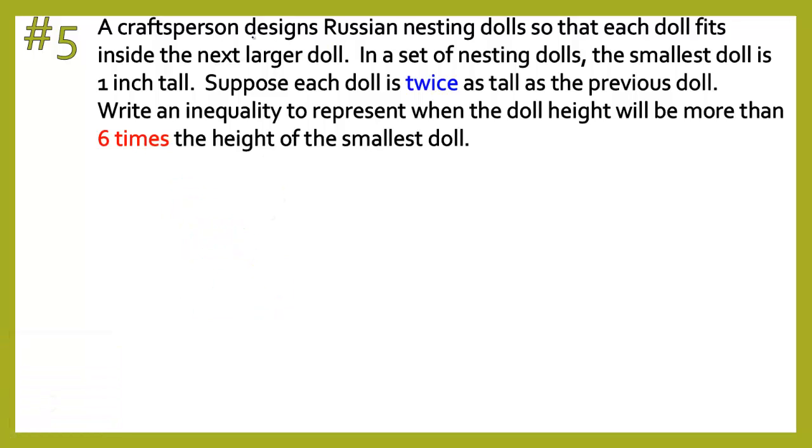A craft person designs Russian nesting dolls so that each doll fits inside the next larger doll. In a set of dolls, the smallest doll is 1 inch tall. That's important to know. Suppose each doll is twice as tall as the previous doll. Write an inequality to represent when the doll height will be more than 6 times the height. I've underlined the important things here: 1 inch tall, twice as tall, 6 times.